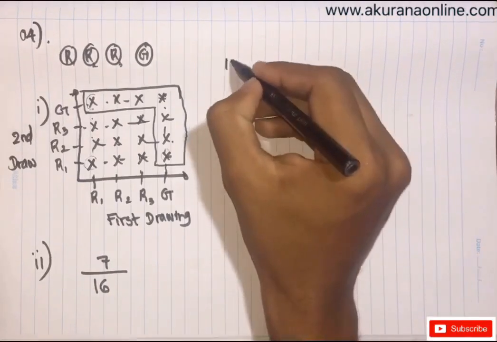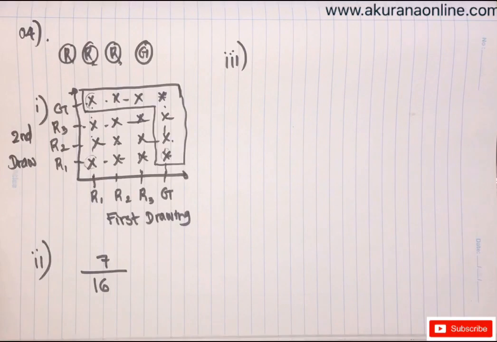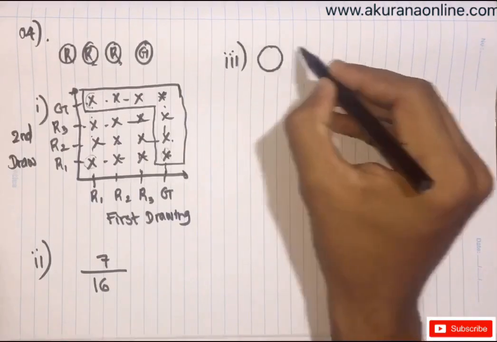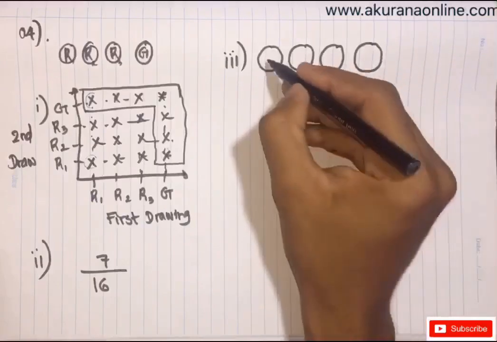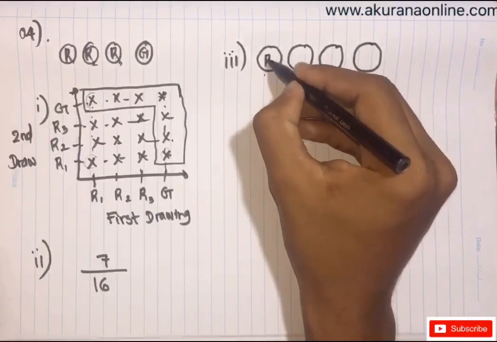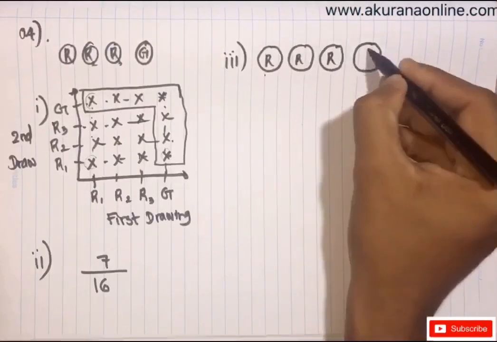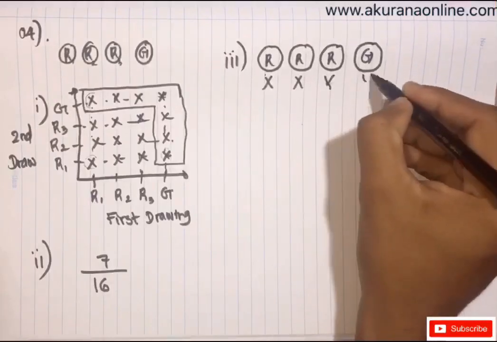Okay, and then let us go to the third part, Roman number 3. 2 of the 3 red balls are each marked with the letter X, and the remaining red ball and the green ball are marked with the letter Y. Okay, 2 of the red balls. Altogether you have 4 balls. This is red, this is also red, and green. These two are marked as X, X. This is Y and Y.